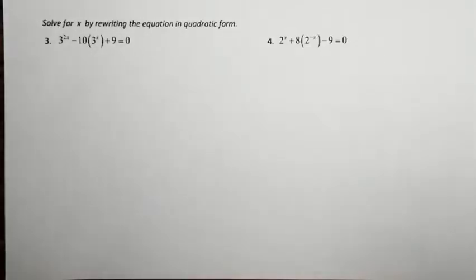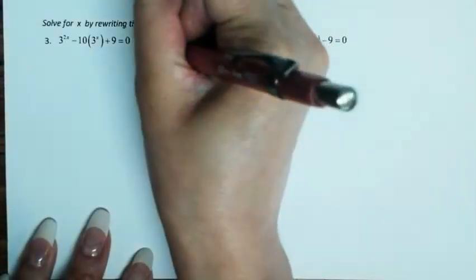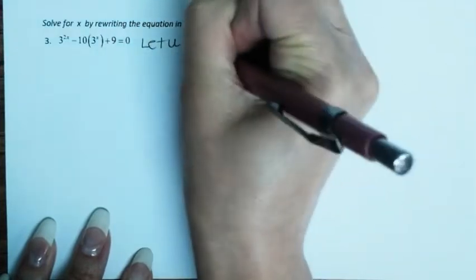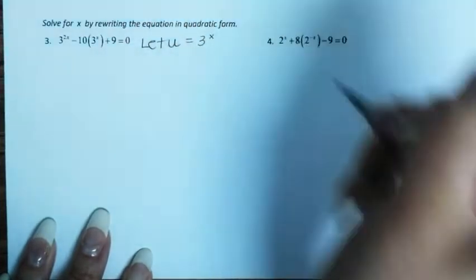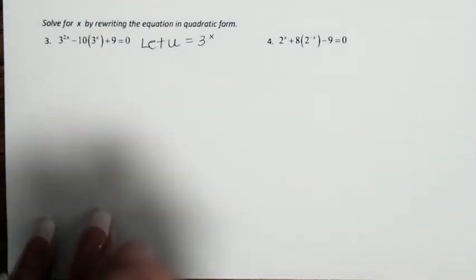Now, for this set of equations, what you're going to see is something a little bit complicated. So what I want you to do is to make it simple, okay? So let's read it together. You have 3 to the power of 2x minus 10 times 3 to the power of x plus 9 is equal to 0. And you're going to tell me how in the world I can start. Well, let's make this a little bit simpler. Let u be equal to 3 to the power of x. So what do you have if u is equal to 3 to the power of x?